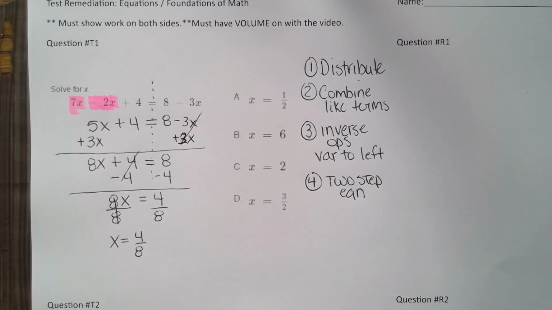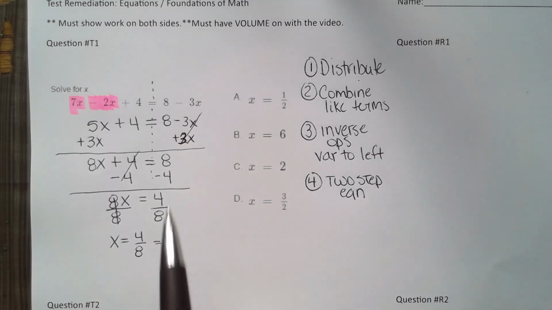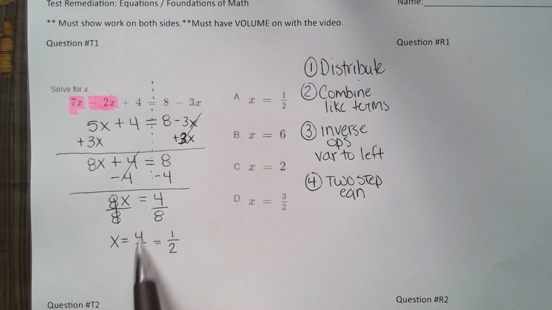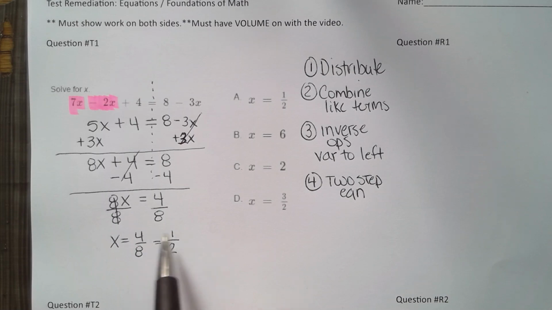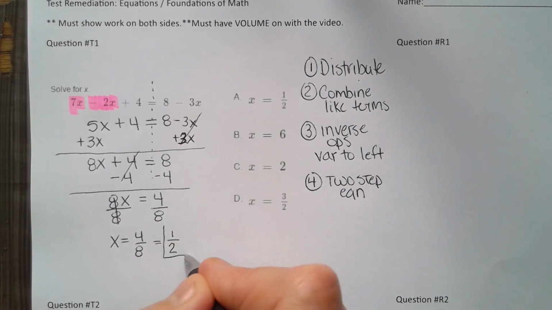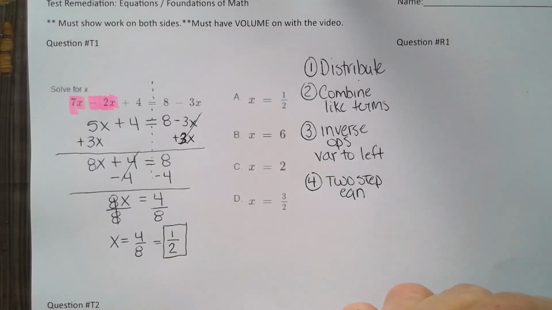All right, 4 over 8 is not 2. 4 over 8 reduces to 1/2. How do I reduce that? Well, I know that for both of these numbers I can divide by 4. So if I divide 4 by 4, I get a 1. If I divide 8 by 4, I get a 2. So the answer is 1/2.